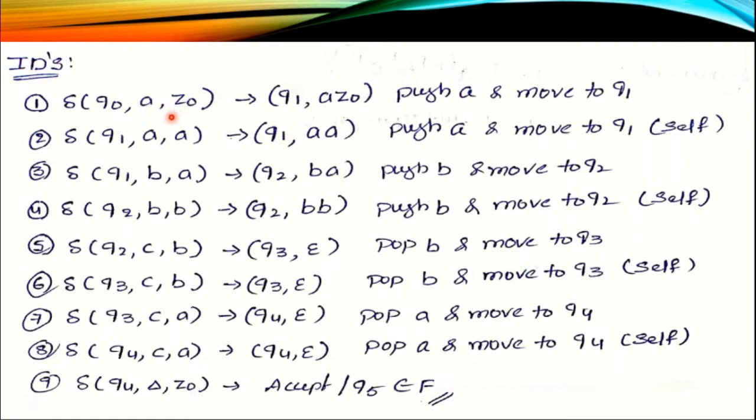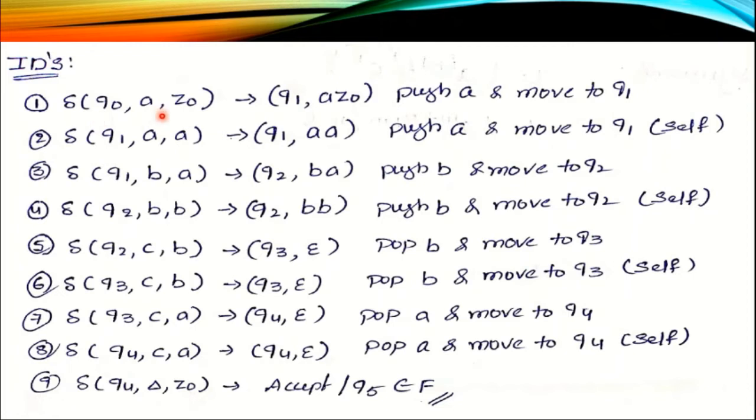Initially the top of the stack is empty. Here the empty stack is indicated by z0. So when we read this combination, from the current state q0, the input is a and the top of the stack is z0, we perform the push operation and then go to the next state.